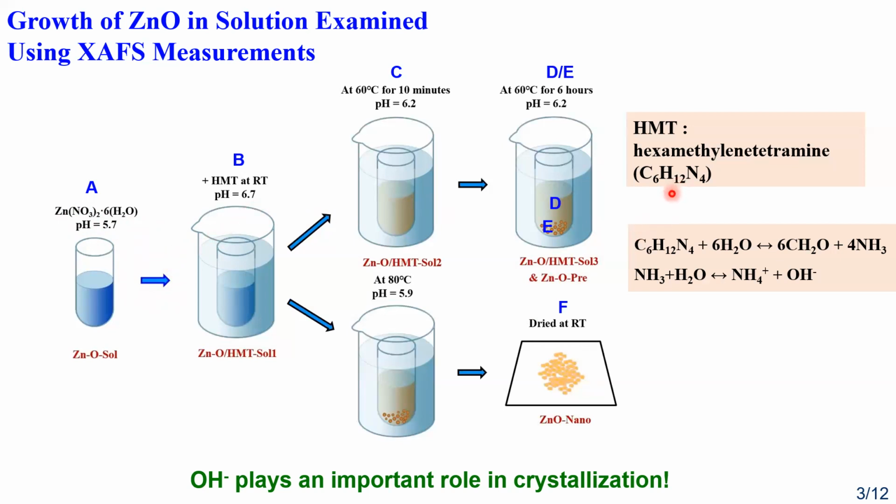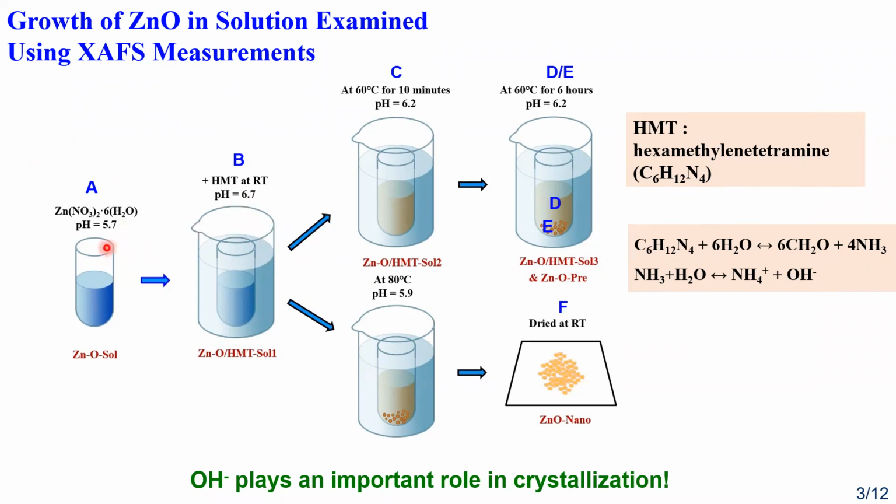HMT is C6H12N4, which reacts with the water and generates NH3, ammonia. And when the ammonia reacts with the water, it generates OH minus. So when we put the HMT into the water, the concentration of OH increases. This pH level shows that OH is generated by the HMT.